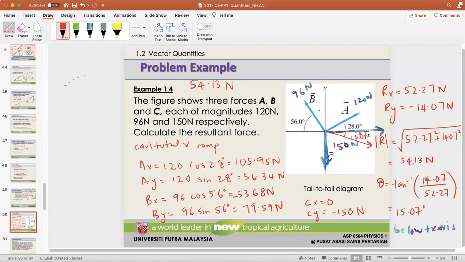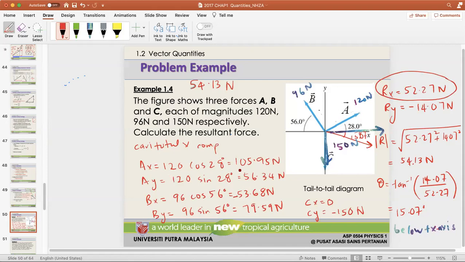Doctor, how do you know it is in quadrant 4? Okay, so just now Hakim said he added all the x components together and all the y components together, right? And the addition of ax, which is this one, with this one gives us a positive value, so we get Rx.